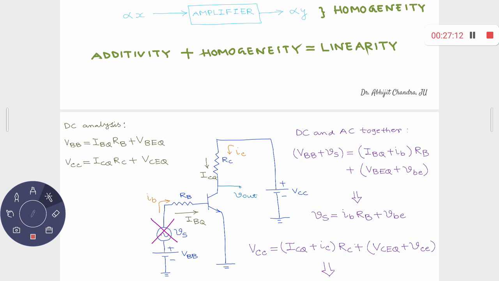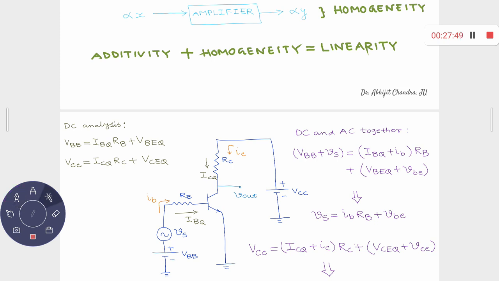But those set of equations are only for setting up the bias: the DC base current, DC collector current, DC collector emitter voltage. We are not getting any amplification out of that. So what is our objective? Our objective is to provide some small signal at the input of the amplifier, and I should expect some magnified signal at the output. So, I need to apply some signal at the input of this amplifier.